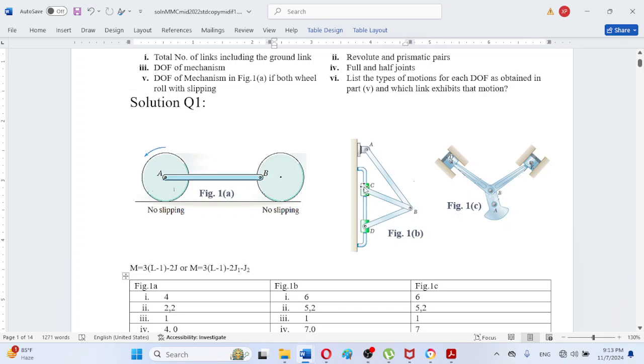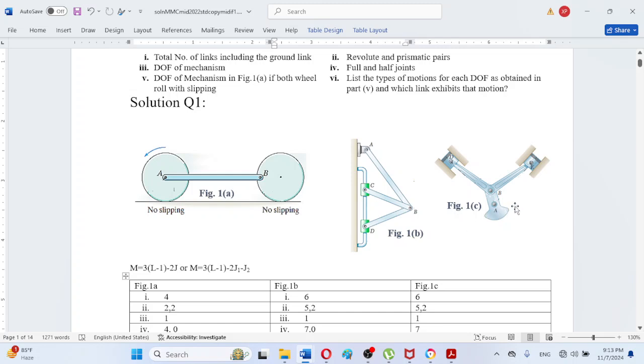Prismatic means translatory motion or reciprocating motion. That is between the slider at point C and this vertical rod, which is grounded, fixed, mounted with the ground. And the other prismatic motion, or sliding or reciprocating motion, is between the slider at D and this vertical fixed grounded rod. So two prismatic pairs.